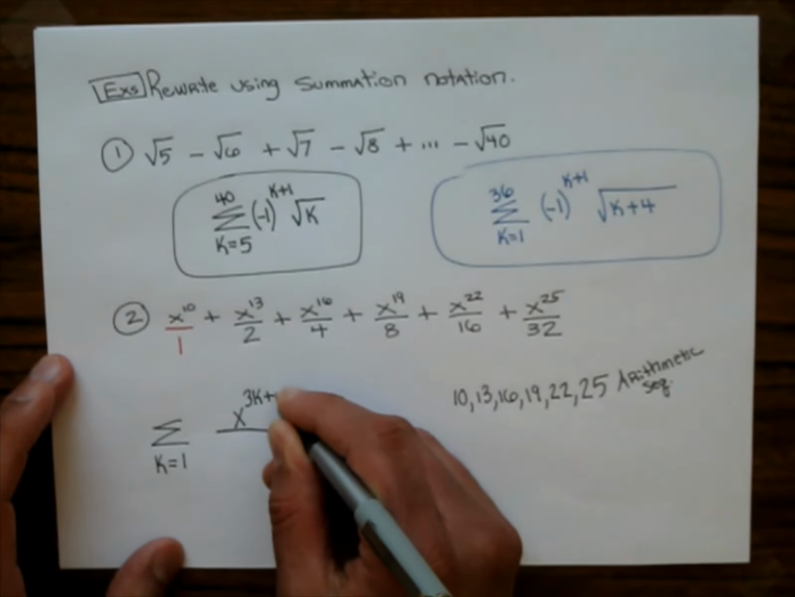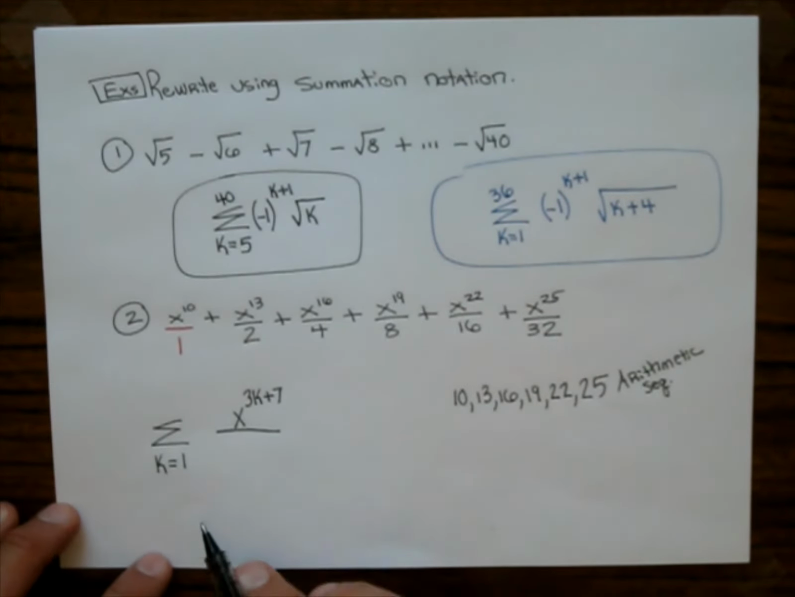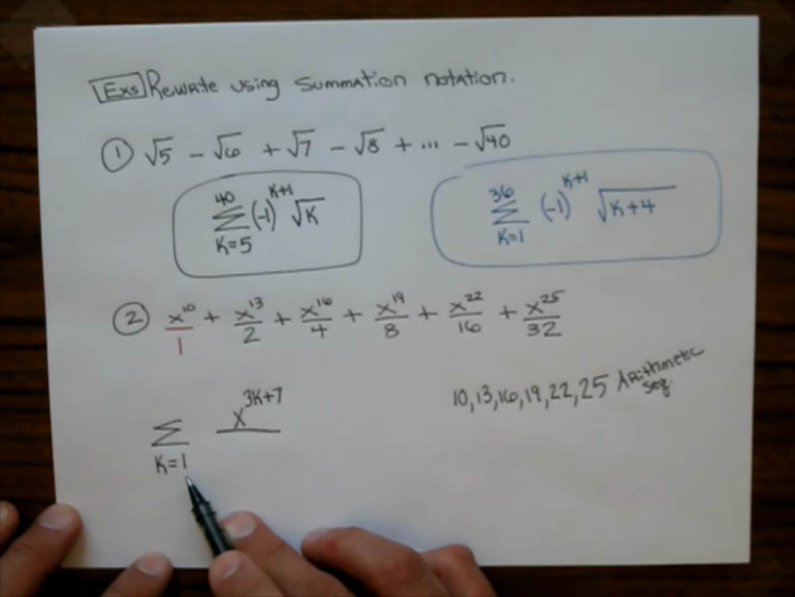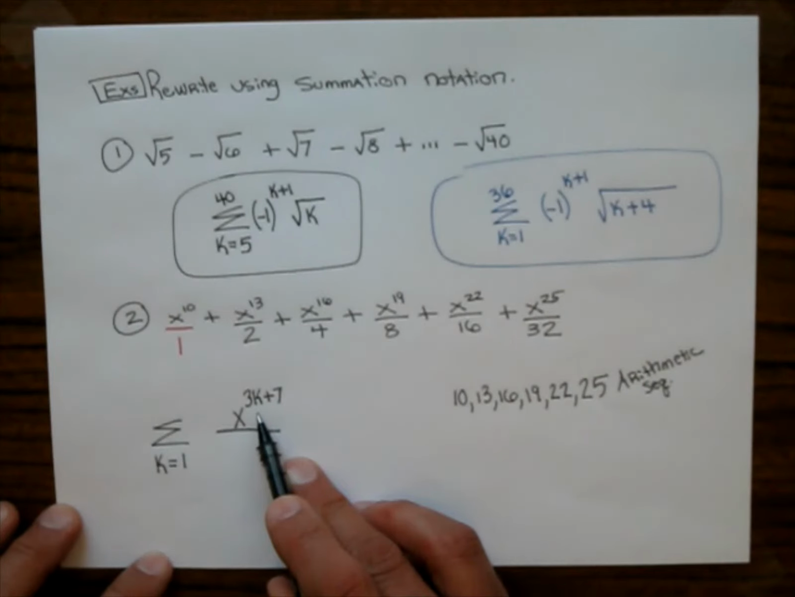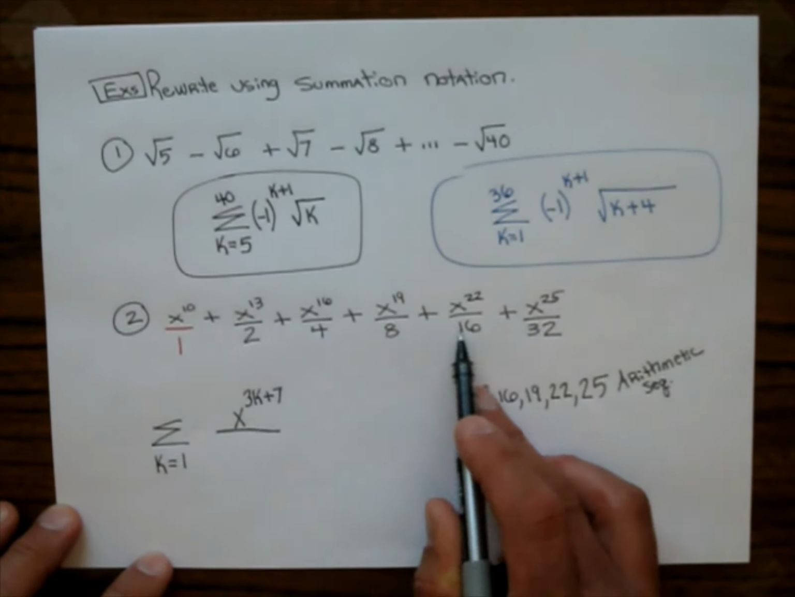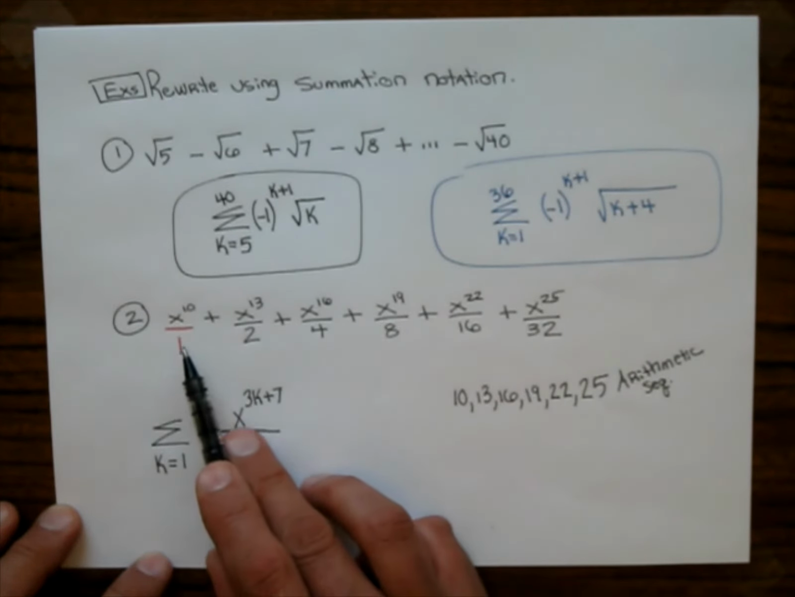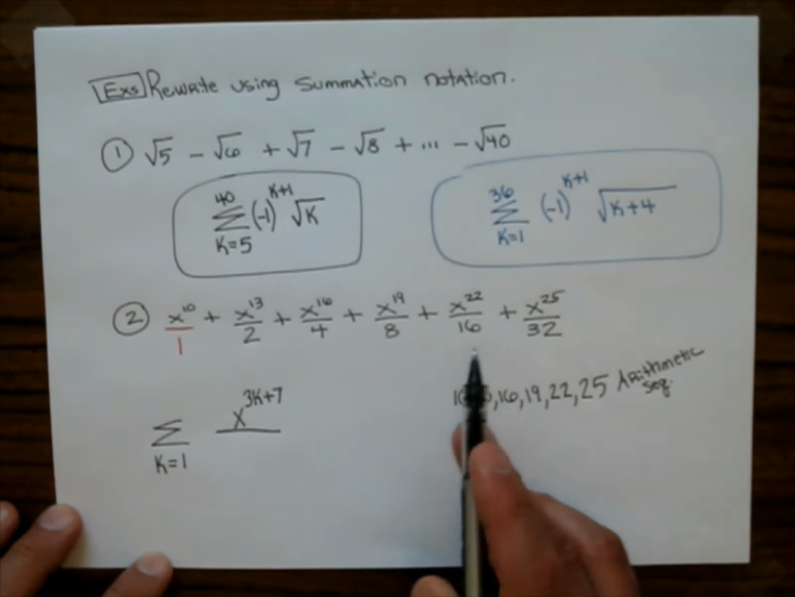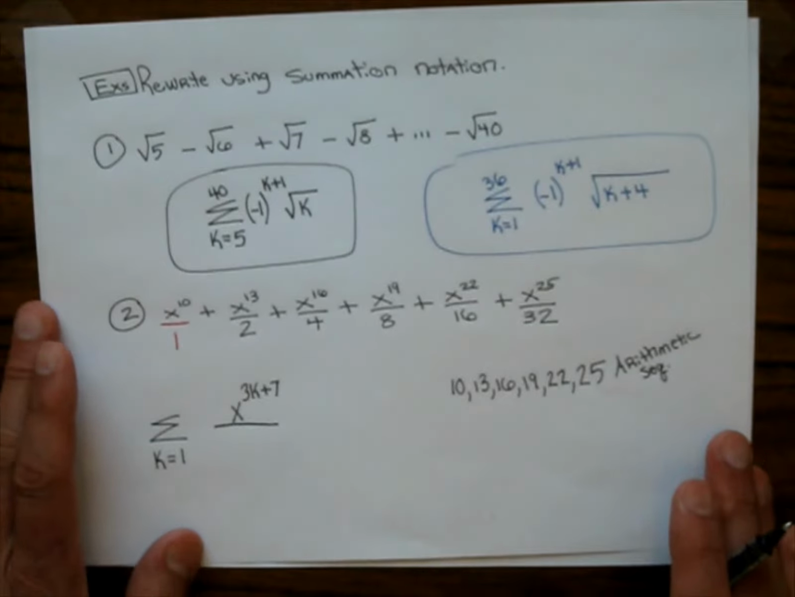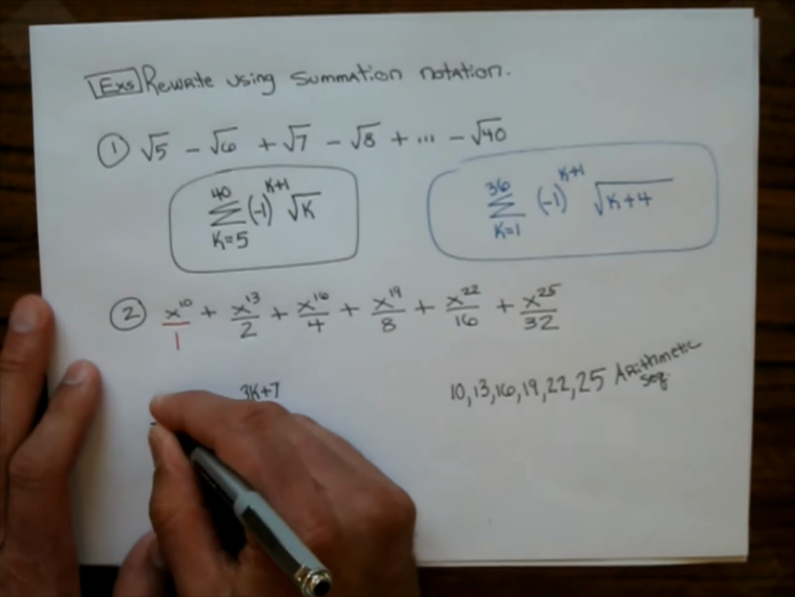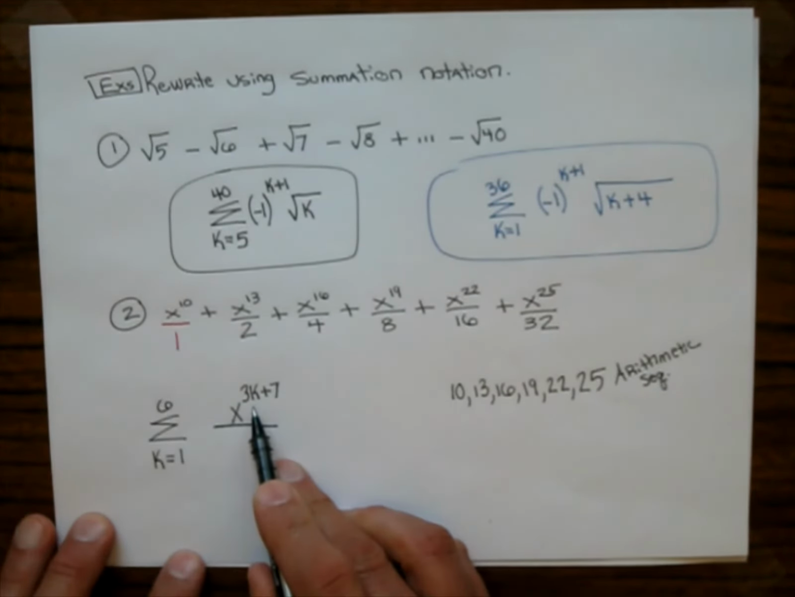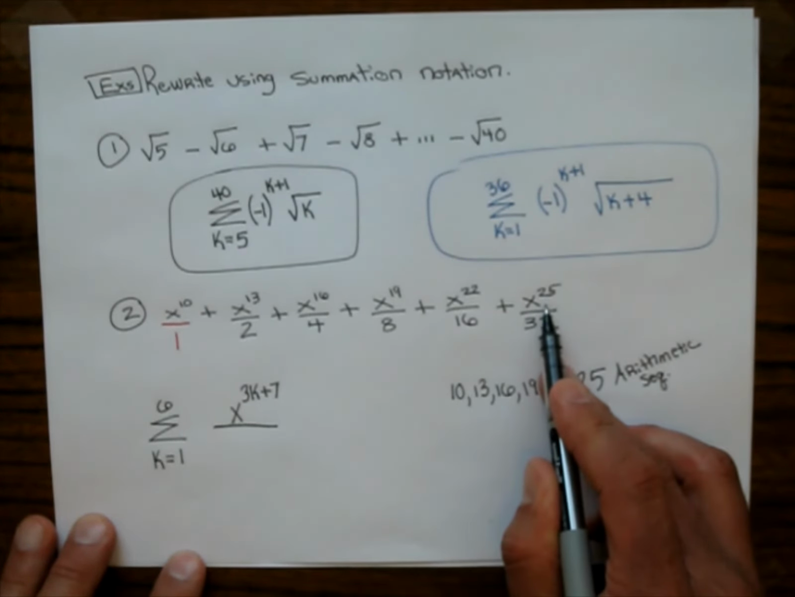I'm going to go plus 7. So I put 1 in there, I'm at x to the 10th. I put 2 in there, I'm at x to the 13th. I put 3 in there, yeah, so it matches up. My stopping point, let's see, I have 1, 2, 3, 4, 5, 6. My stopping point will be k equals 6, but you can double check it by putting 6 up there. I have 18 plus 7, which is 25.